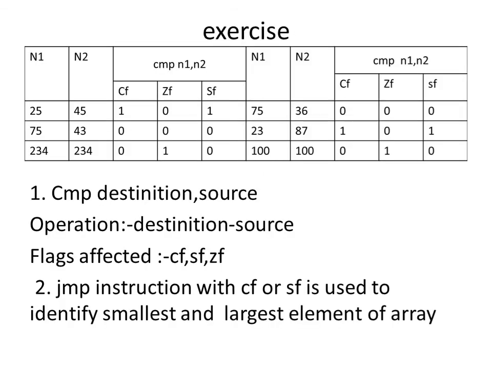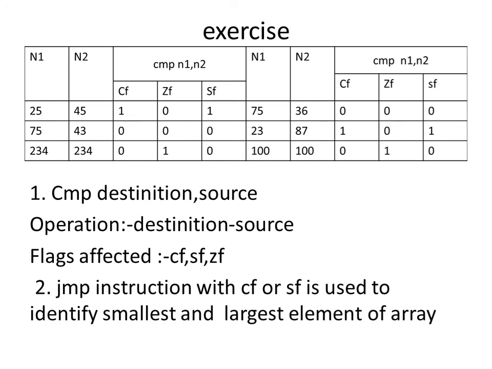Exercise: if one content is 25 and the other is 45, and we compare n1 and n2, n1 is the destination and n2 is the source. 25 minus 45: obviously the sign flag and carry flag will be set. For 75 and 43, no flag will be set. For 234 and 234, both are equal, so the zero flag will be set, and the other flags will remain 0.